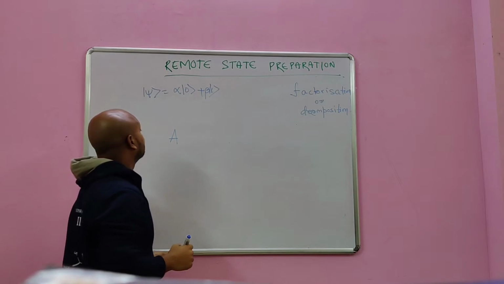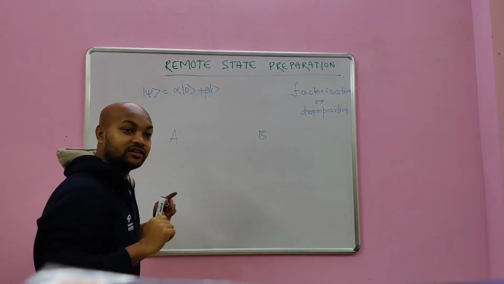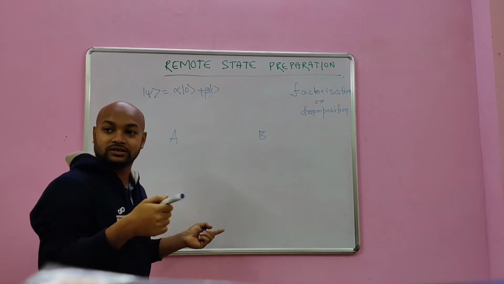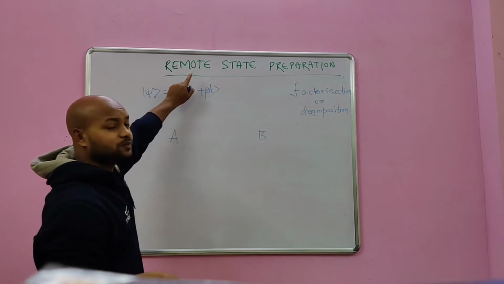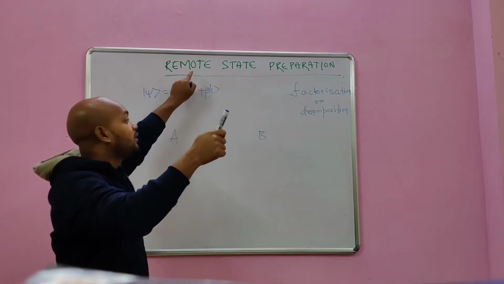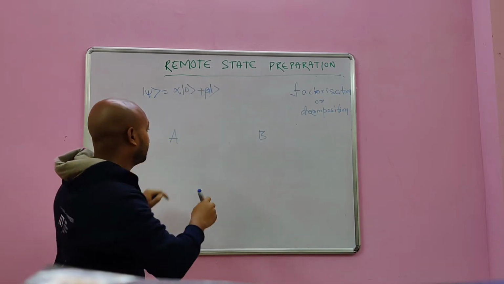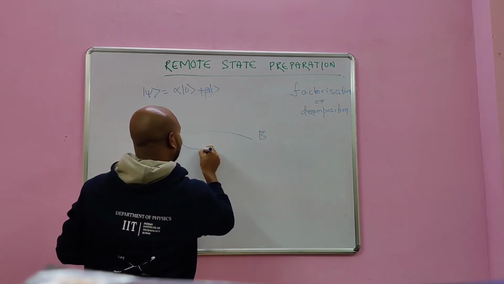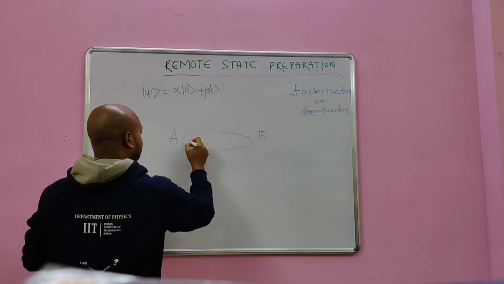Again, there is Angelina, there is Brad, and they need a prior entangled state. As per this protocol, I am discussing the most original version of remote state preparation. Here, the entangled state that they share is this.